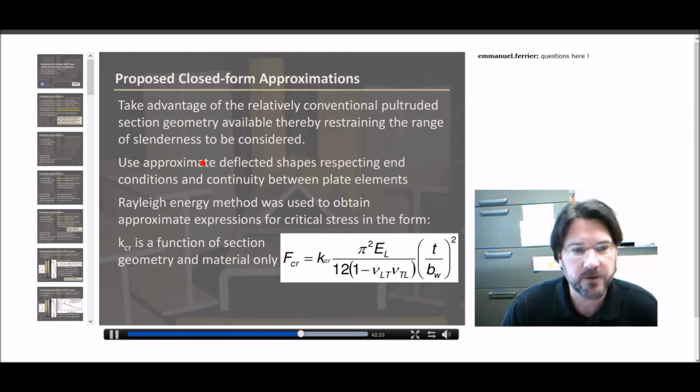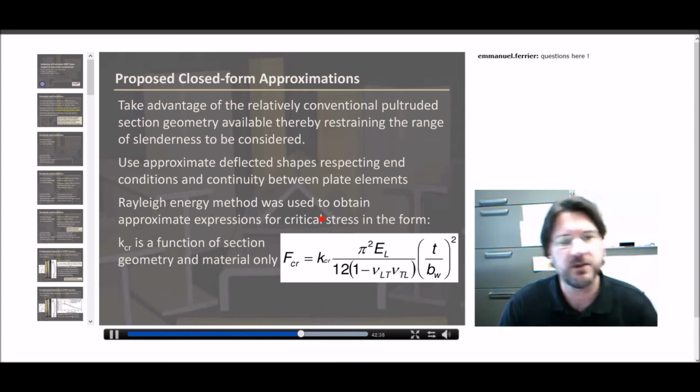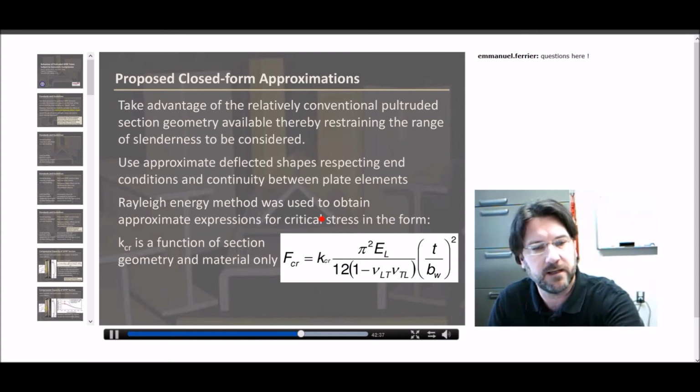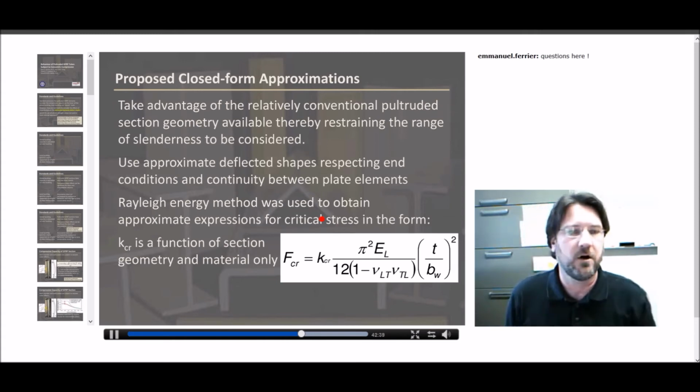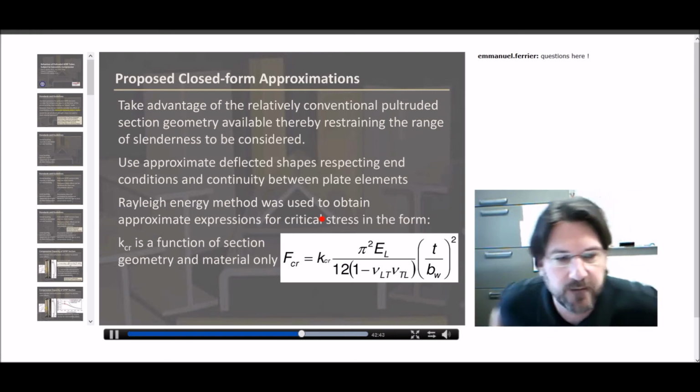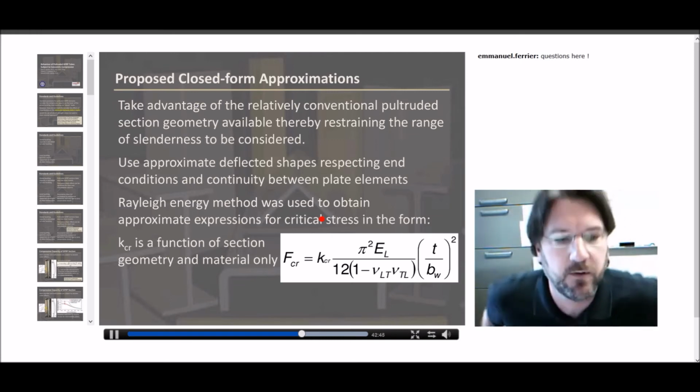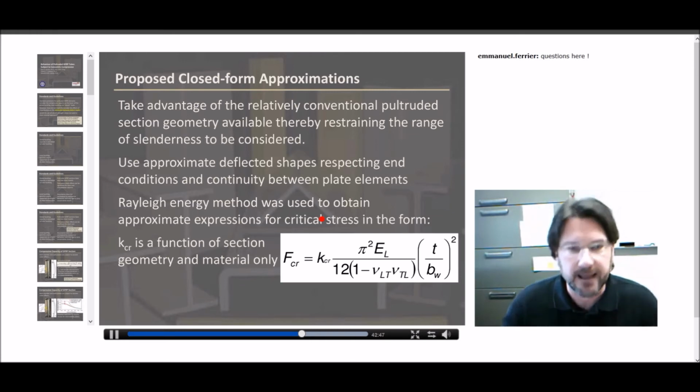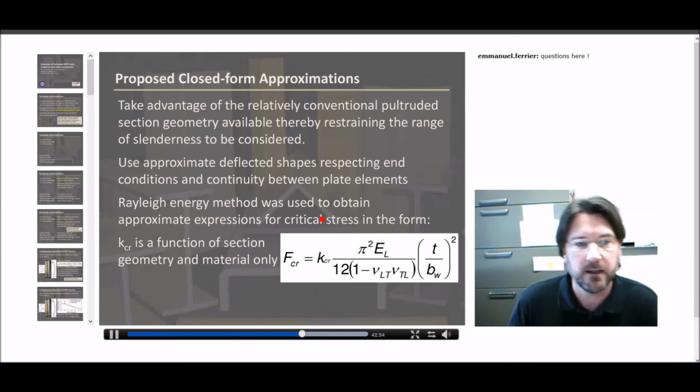And so the first thing that we do is we take advantage of the section geometry that's available. We do not have to address all possible section geometries. We have to address the section geometries that are regularly available, that are regularly pultruded. And that limits our range of applicability that we need to deal with, and that really actually helps us significantly in coming up with these approximations.